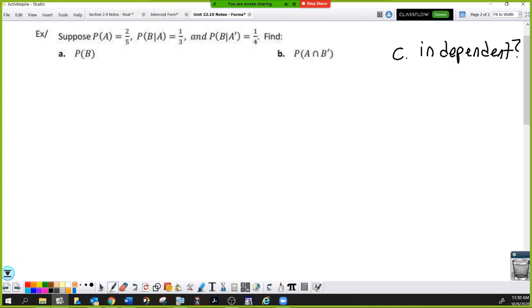Do you know what would make this question a lot easier? At least it did for me. A picture, a Venn diagram, yeah. So I drew a Venn diagram.